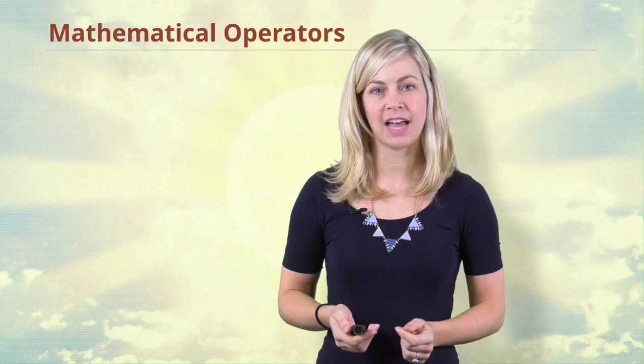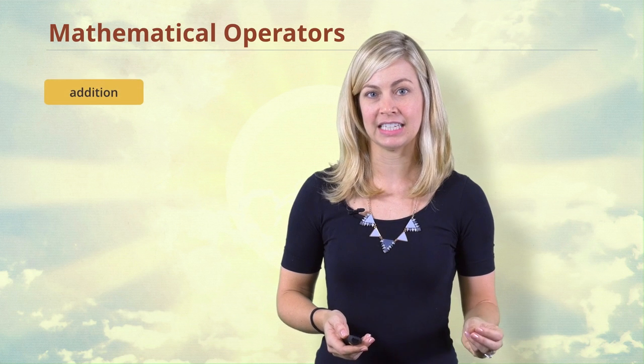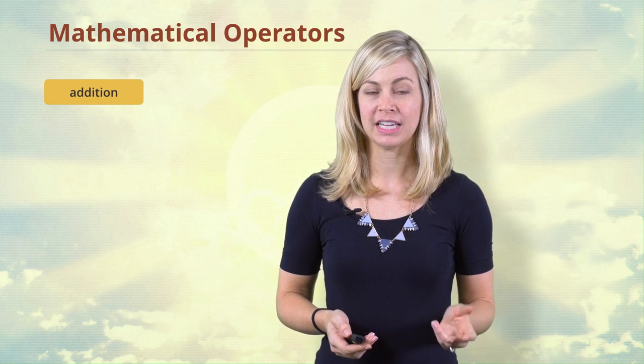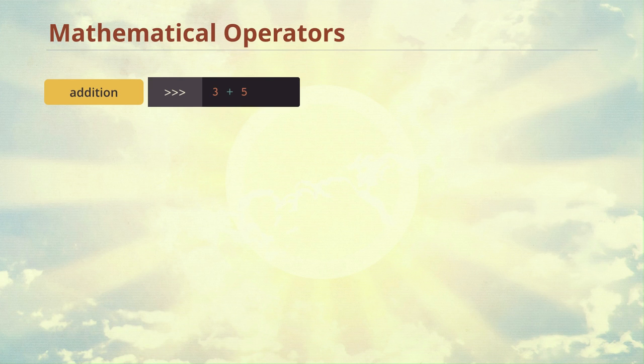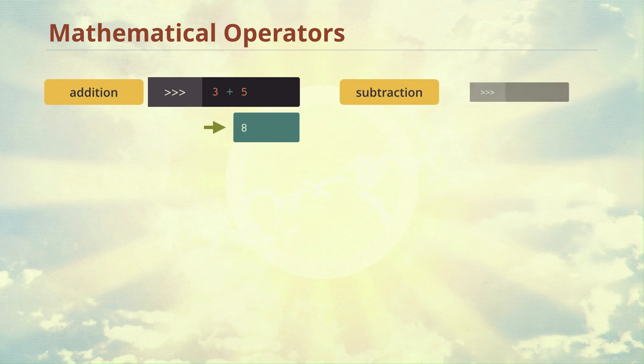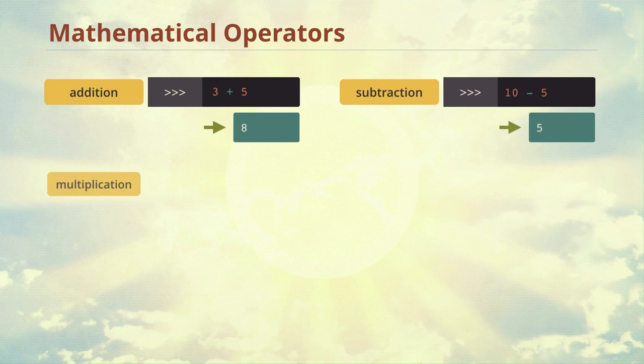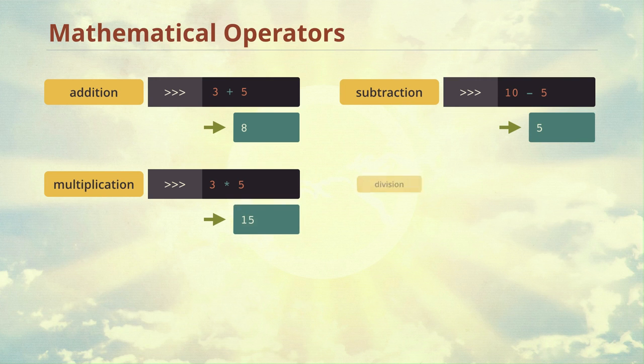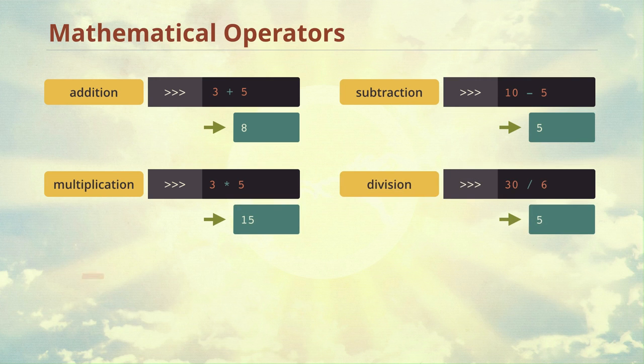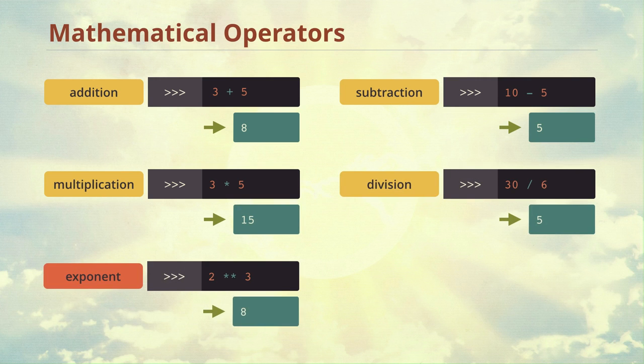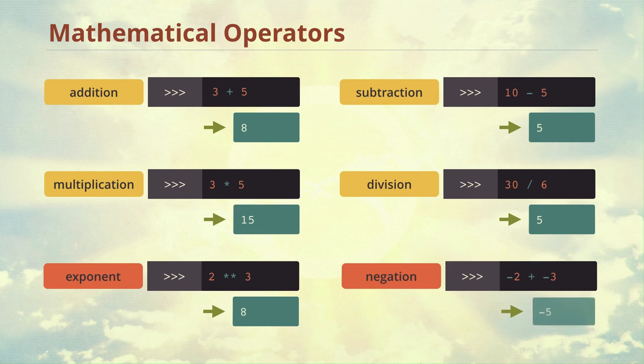The interpreter will evaluate any mathematical expression we type in and supports basic operators like addition. For example, we could type in 3 plus 5 and we get the result of 8. It also supports basic operators like subtraction, multiplication, division, exponent, which is 2 multiplication signs, and negation, which is just a minus sign.